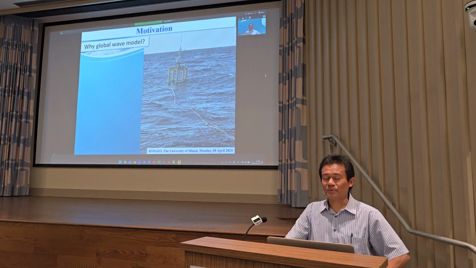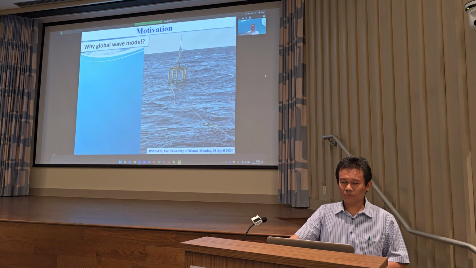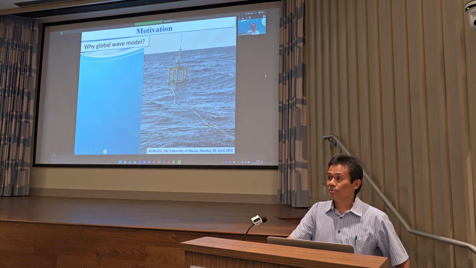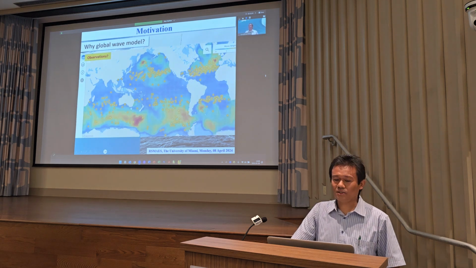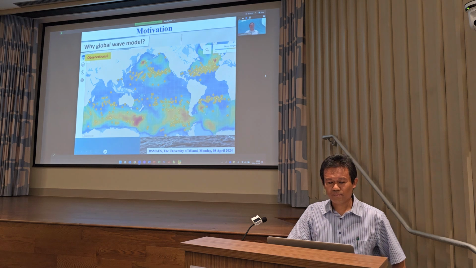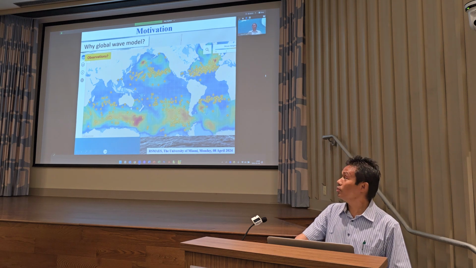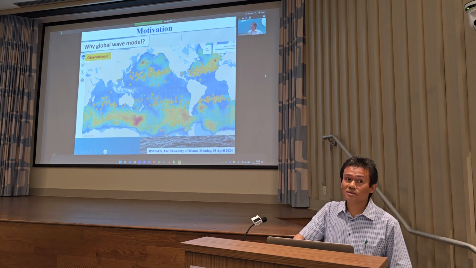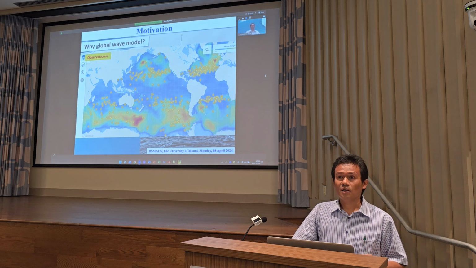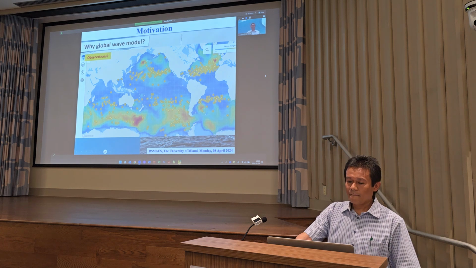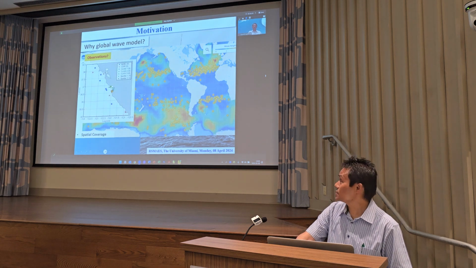So we start from the motivation. If you're not familiar with the model, or if you are familiar, we know why people need the model. If we look at the observations at the moment, for example the buoys, there are so many buoys around the world, and that's not even including NDBC, CD buoys, and some other buoys that have been deployed. But the main issue here is the spatial coverage.